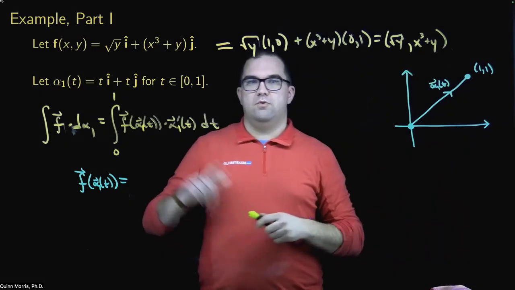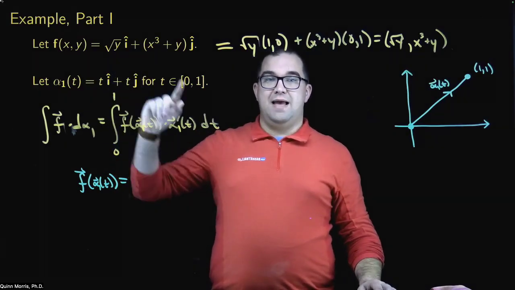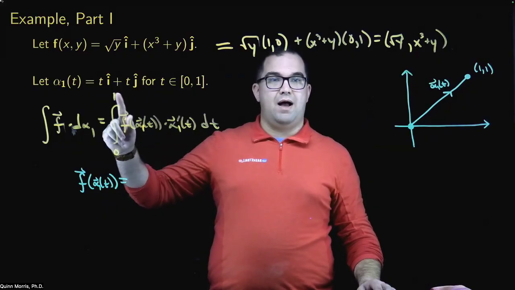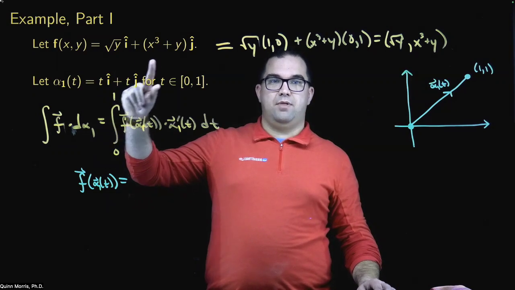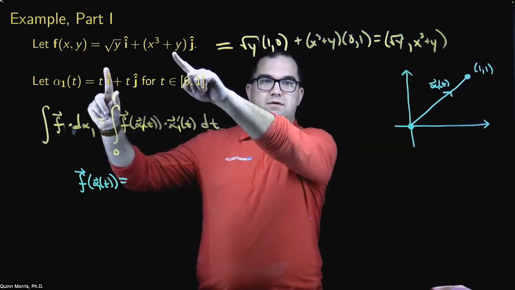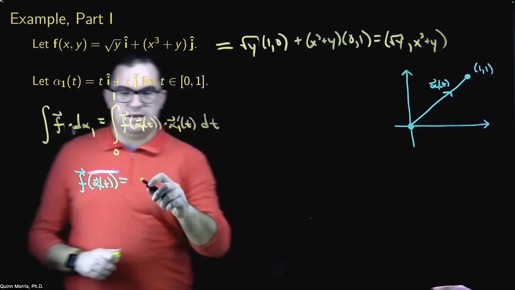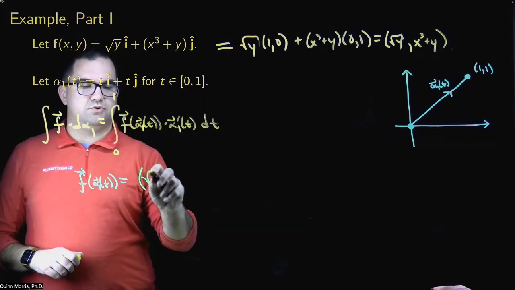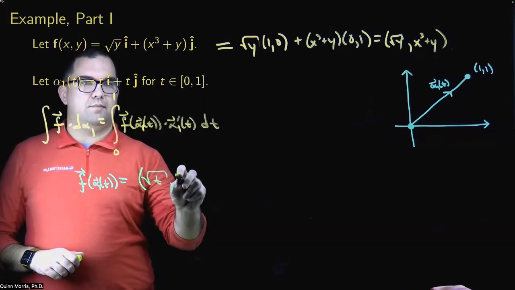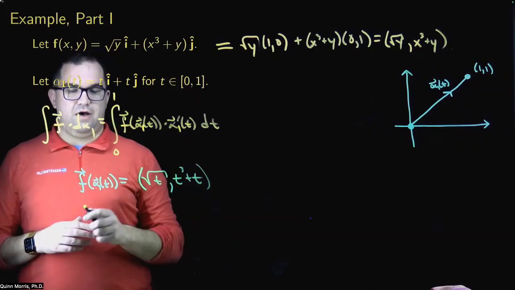All right. So now if I want to evaluate f of alpha 1 of t, that means my x component is just t and my y component is just t. So everywhere I see x, I'm going to plug in t, and everywhere I see y, I'm going to plug in t. I'm just going to write this in its usual vector form. So this becomes square root of t, comma, t cubed plus t. That's f of alpha 1 of t.